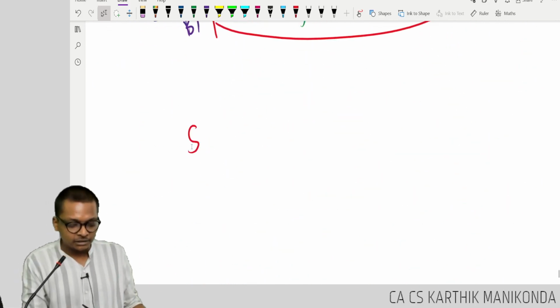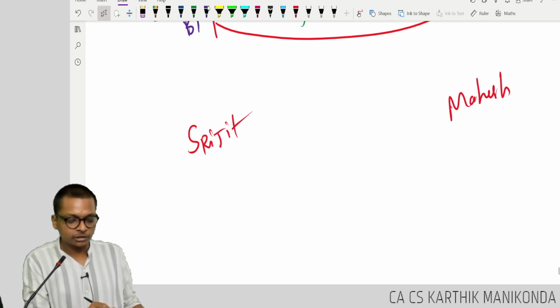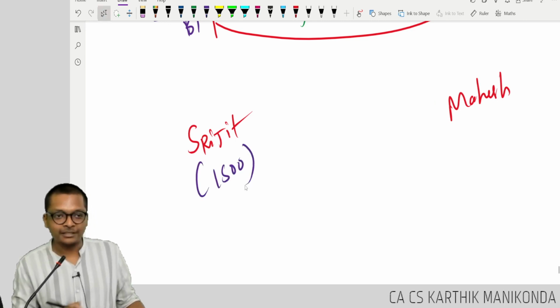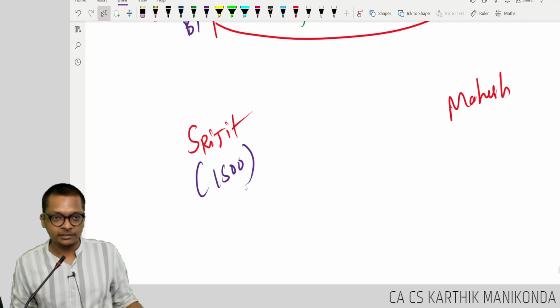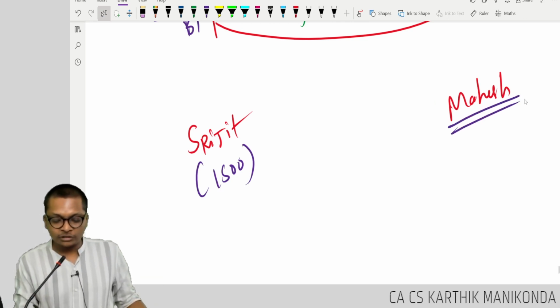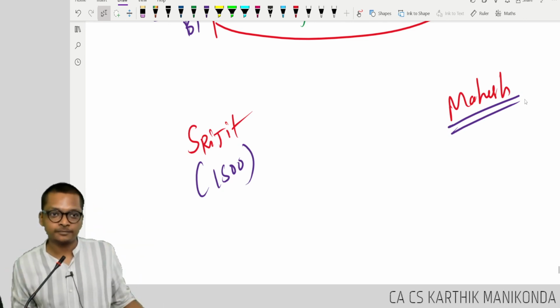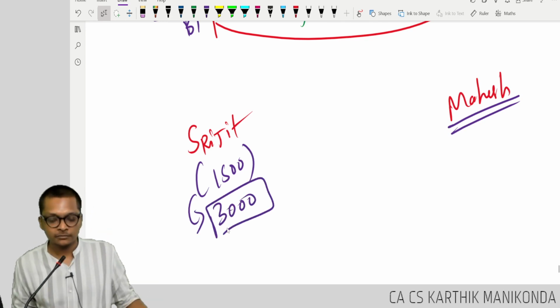For example, let's take the same example, Srijit and Mahesh. Srijit now has with him 1500 rupees, positive. Mahesh knows this. Hey, super. From zero you became 1500 within 3 months. Then again after 3 months, Srijit made it 3000. Now he has 3000 rupees with him.